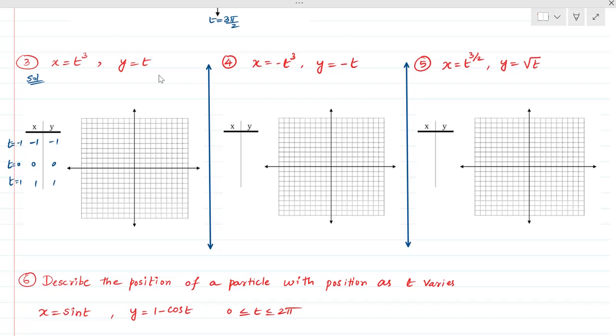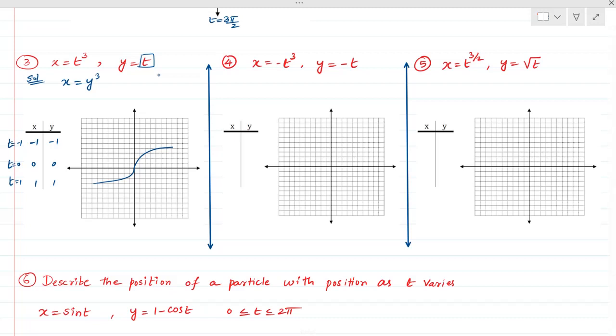Or otherwise you can just substitute the t value here. Therefore you will find x is equal to y to the power 3. So this is a cubic graph. x equals y cubed can be written like this. So the graph is looking like this. So it goes like this.